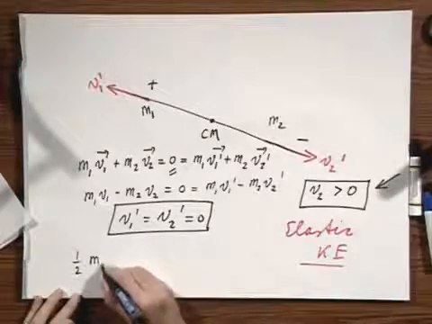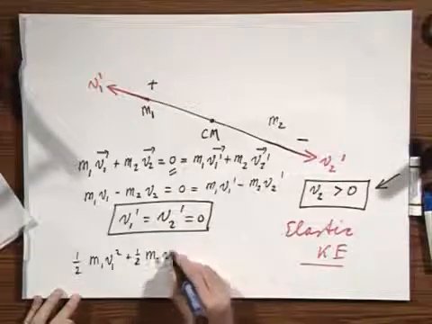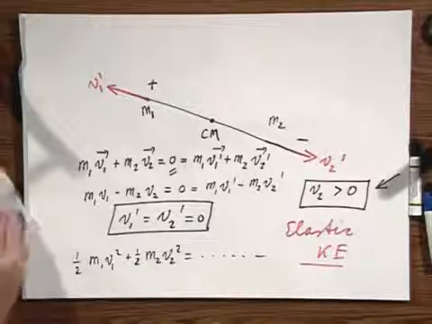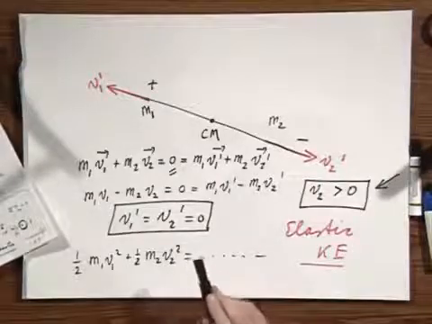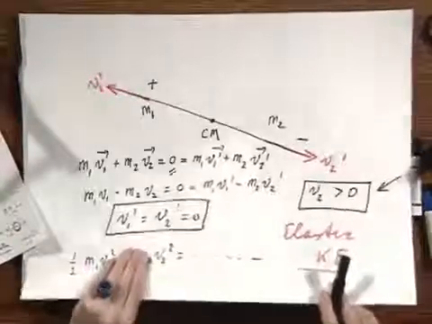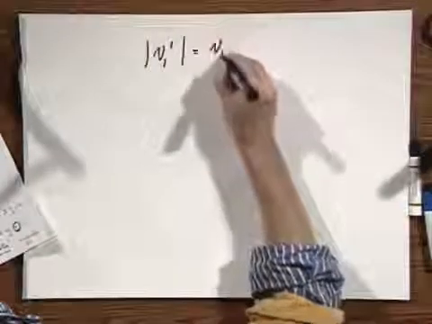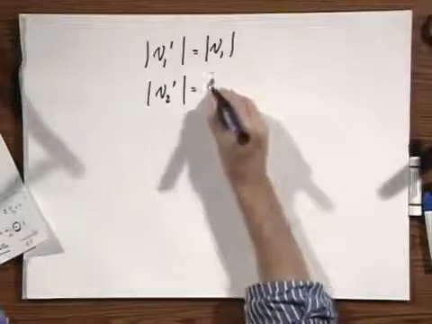You have 1/2 m1 v1 squared plus 1/2 m2 v2 squared equals, and you write down the kinetic energy after the collision. And if now you solve the combination of conservation of kinetic energy with this equation, which is the momentum conservation, then you will find, after a little bit of massaging, that the magnitude of V1 prime is V1, and that the magnitude of V2 prime equals V2.